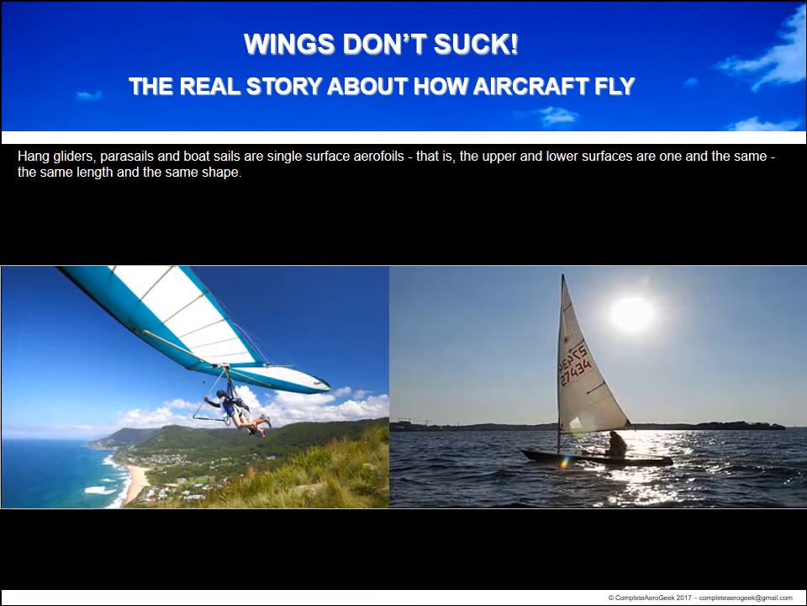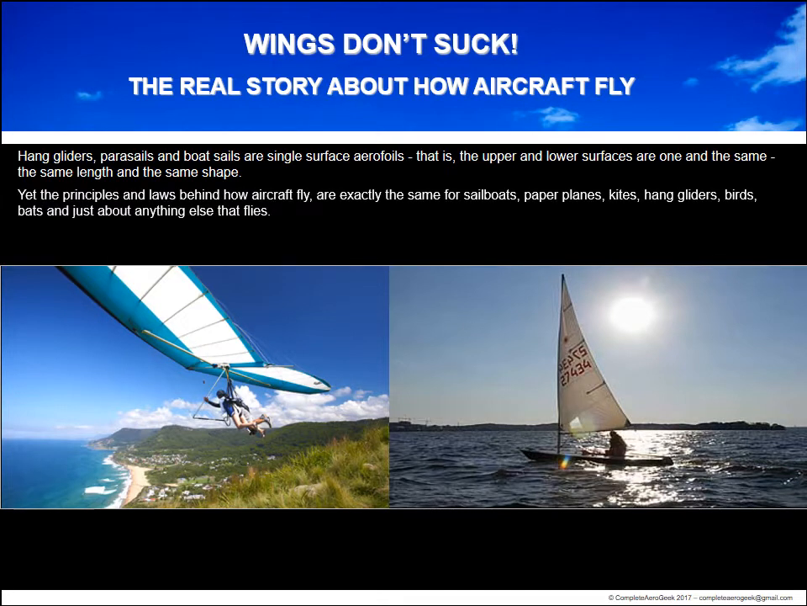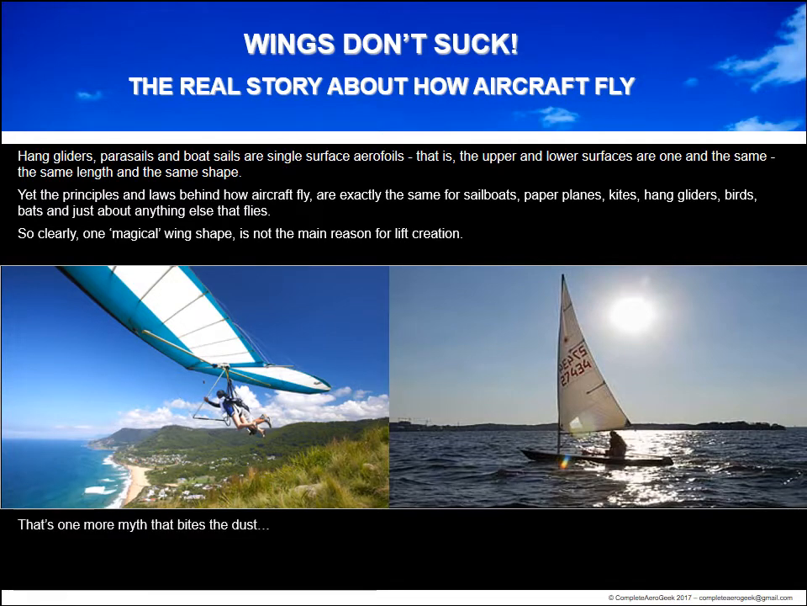Hang gliders, parasails and boat sails are single-surface aerofoils. That is, the upper and lower surfaces are one and the same length, and the same shape. Yet the principles and laws behind how aircraft fly are exactly the same for sailboats, paper planes, kites, hang gliders, birds, bats, and just about anything else that flies. So clearly, one magical wing shape is not the main reason for lift creation. That's one more myth that bites the dust.